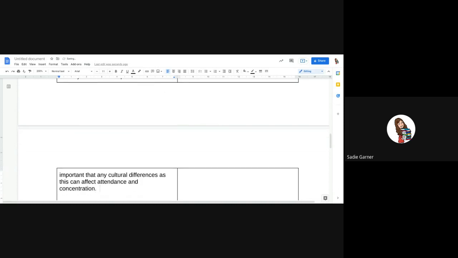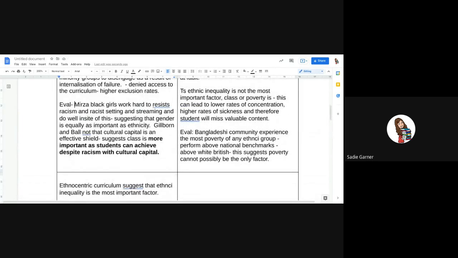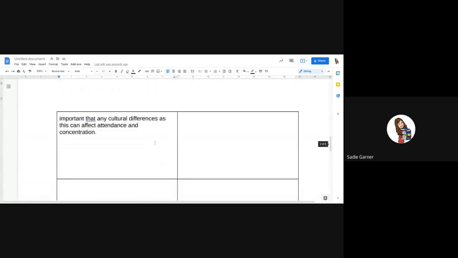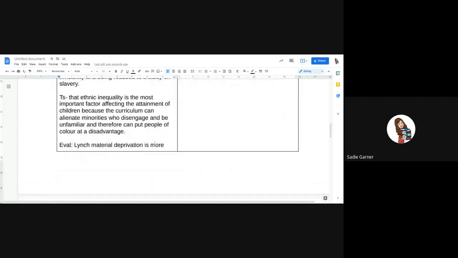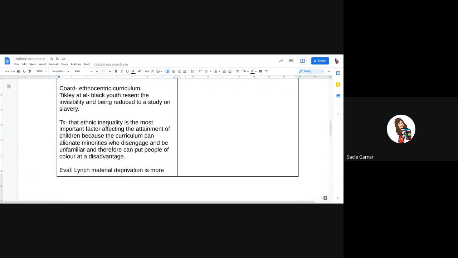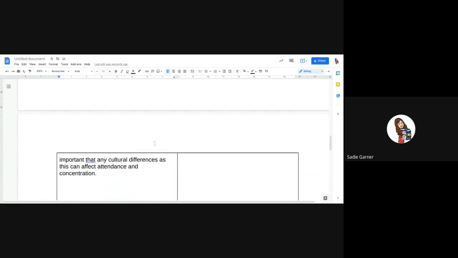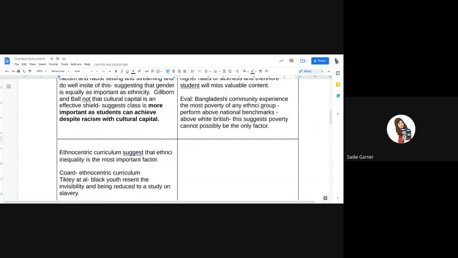It's a bit tricky, that one, with the ethnocentric curriculum to evaluate. Suppose I could, to be fair, do Mirza and pop that there. Maybe leave Gilborn and Ball there. But it's quite tricky to evaluate against the ethnocentric curriculum with named. Could use gender, or could just argue that material deprivation is the one that's going to mean they're less likely to be able to attend or concentrate. It's a slight little repetition there, but still named evaluation and keeping focus on the terms of the question.